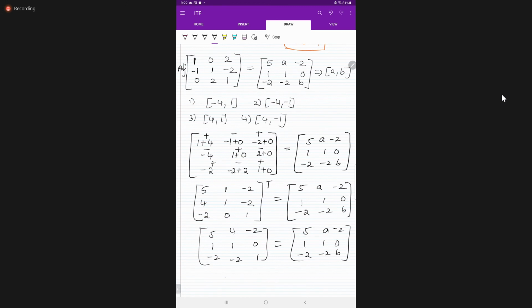Now tell me, students, what is a here? a is 4, b is 1. So therefore a comma b is equal to 4 comma 1. What is the answer, students? Option number 3.